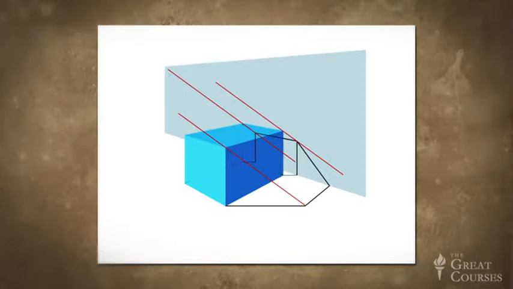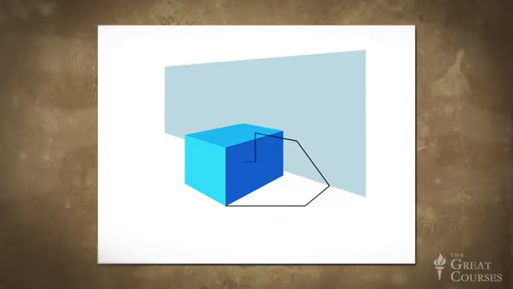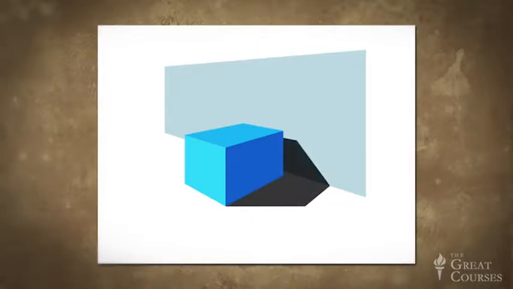Now, erase the internal structure of the block, the light rays, other construction lines, and the part of the shadow outline we wouldn't see. Erase back the outline, add some value, and you've drawn the cast shadow.